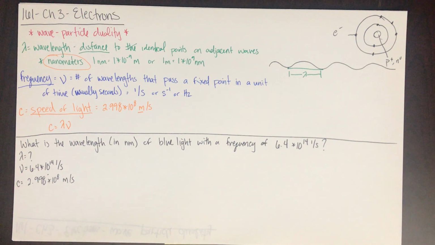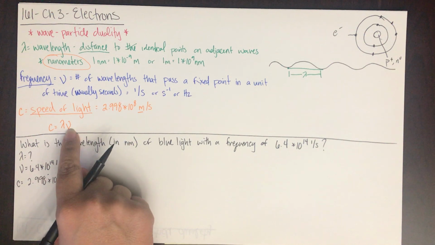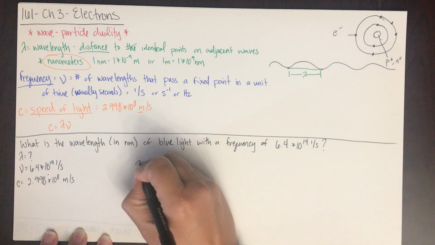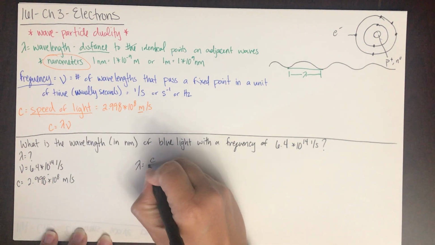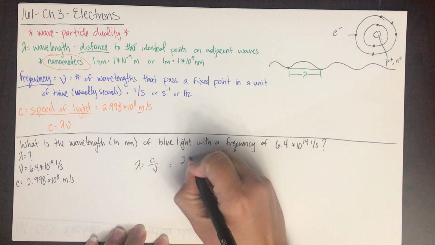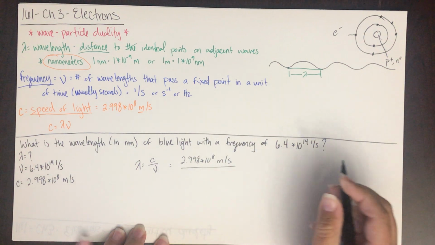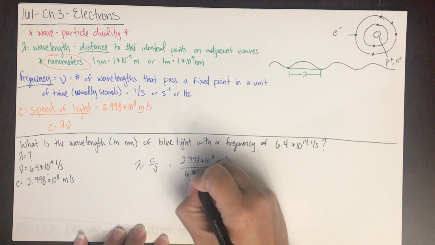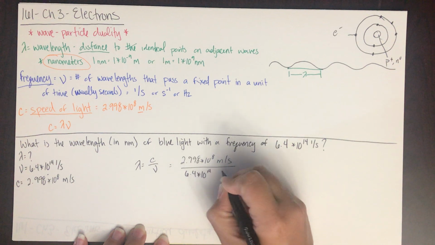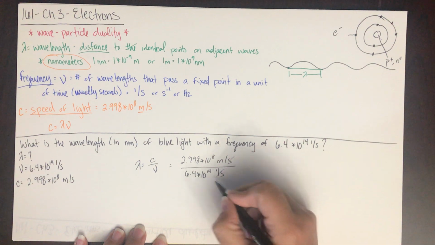So if I'm solving for wavelength, I'm just going to rearrange this equation. I'm going to divide both sides by the frequency. So I'm going to say wavelength equals speed of light over frequency. So the speed of light, 2.998 times 10 to the 8th meters per second over the frequency, 6.4 times 10 to the 14th, 1 over seconds, and then seconds on the top, these will cancel.